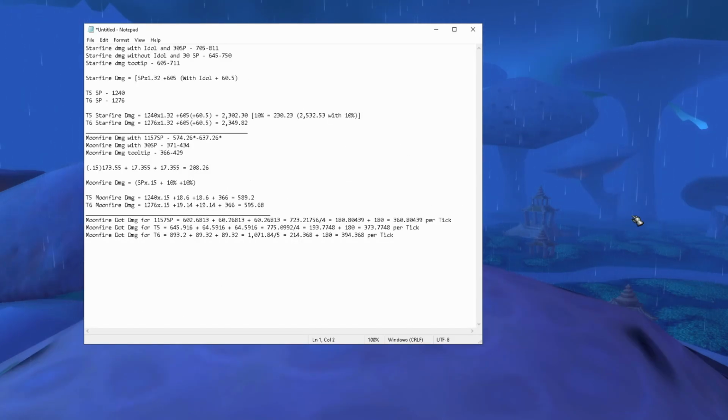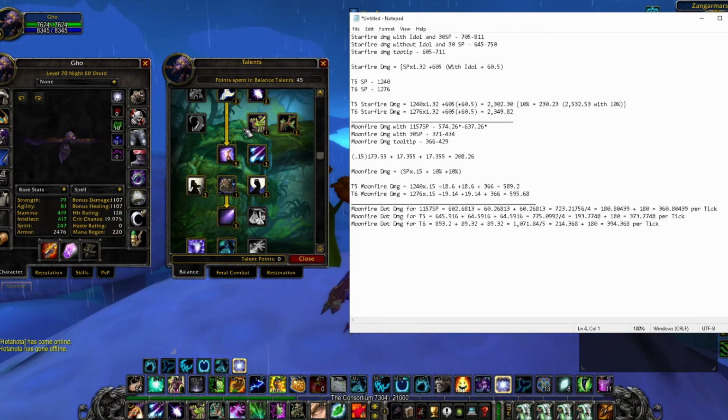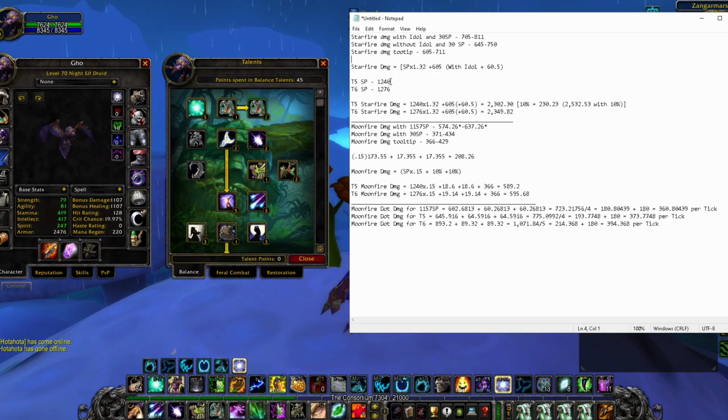So I did some testing again just to make sure I was doing the math right. Came up with the calculation. So your Starfire damage is equal to the spell power times 1.32 plus the base 605, and the idol actually adds 60.5. I can break that down a little bit more and show you why it's times 1.32 and why the idol gives you 60.5.